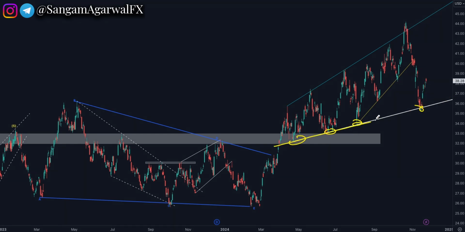So watch carefully this trend line. This is a big dynamic support level. As long as price is trading above this trend line, it is bullish. If the trend line breaks out, then this can be the top at $44.